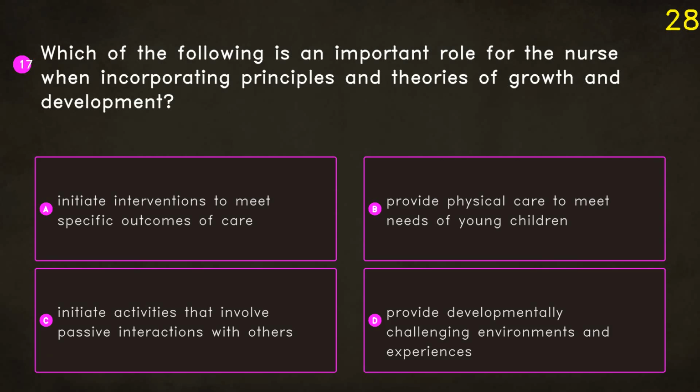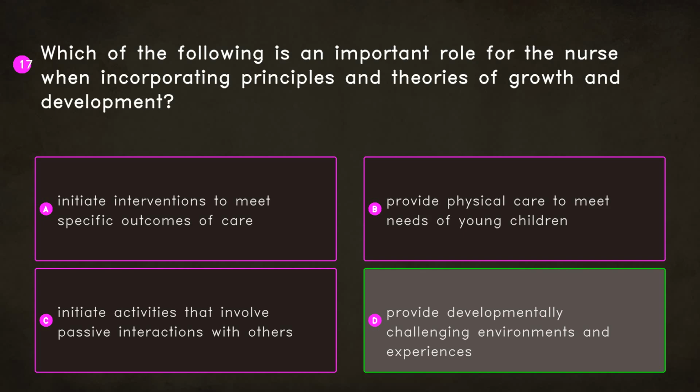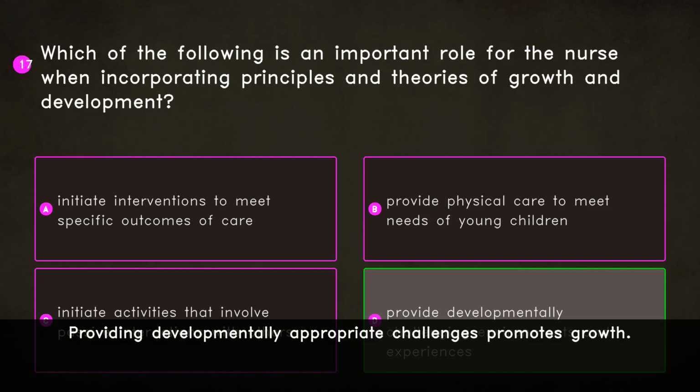Question 17. Which of the following is an important role for the nurse when incorporating principles and theories of growth and development? A. Initiate interventions to meet specific outcomes of care. B. Provide physical care to meet needs of young children. C. Initiate activities that involve passive interactions with others. D. Provide developmentally challenging environments and experiences. The correct answer is provide developmentally challenging environments and experiences. Providing developmentally appropriate challenges promotes growth.